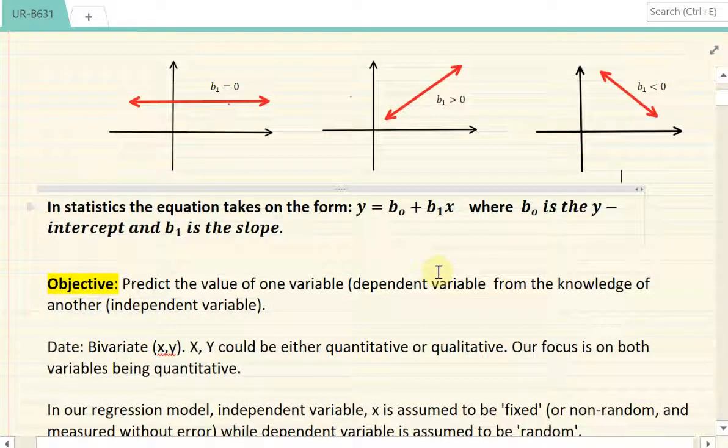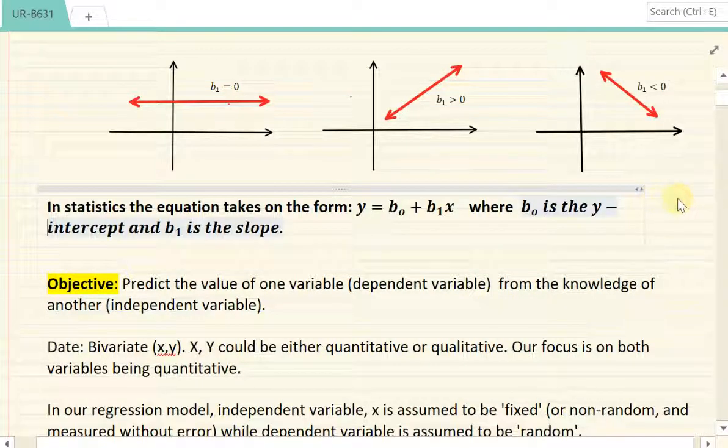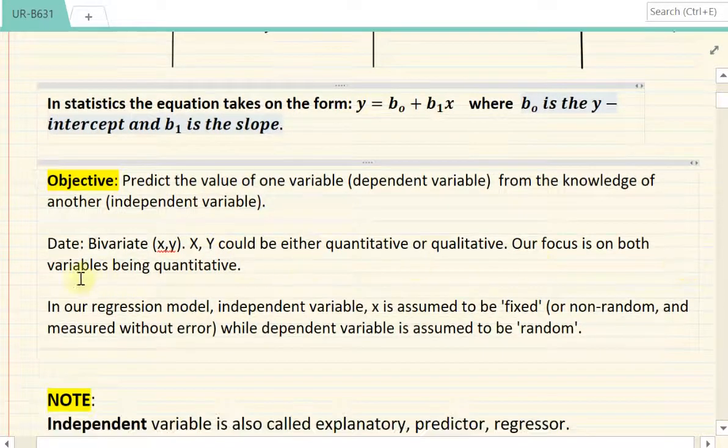Okay, so here's the objective of what we want to do in this lecture. We would like to be able to predict the value of one variable, which we call the dependent variable, from the knowledge of another, which we call the independent variable. Okay, so that is what we want to do. And the data in this case is going to be what we call bivariate data. That means you have an x and a y component, just like an ordered pair x comma y. The x, y could be either qualitative or quantitative.